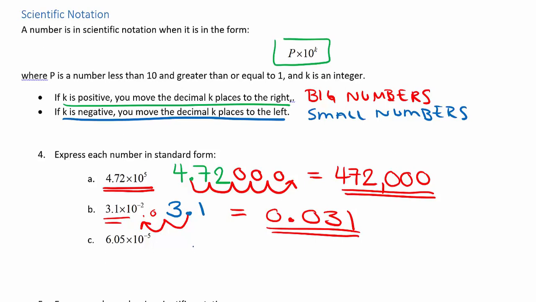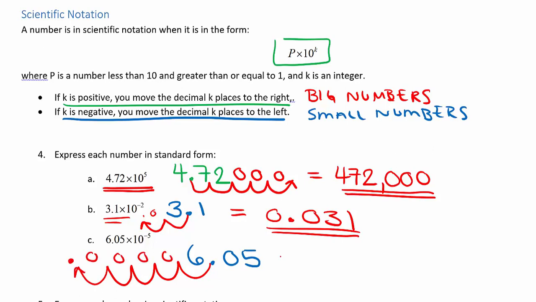One more example, in example C, 6.05 times 10 to the negative 5. I'm going to have to move that decimal 5 places to the left. So 1, 2, 3, 4, 5. Again, negative exponents mean small numbers. And so my final answer would be 0.0000605, a very tiny number there.